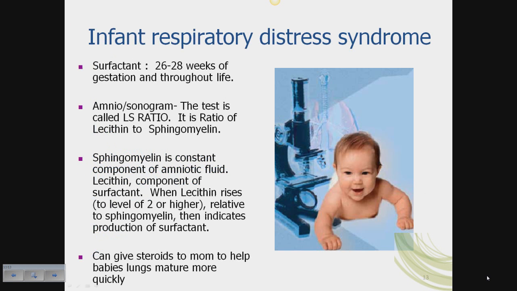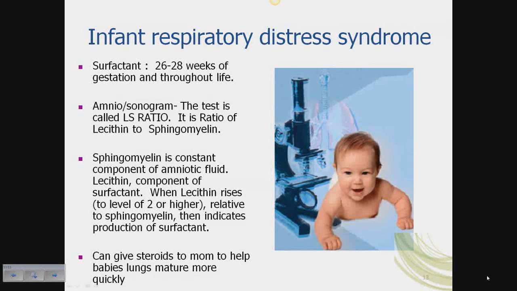On Blackboard, I did upload a paper called Babies and Surfactant. It's an amazing story about how a scientist and a physician were on the path trying to find out what was wrong with infant respiratory distress. But back then they called it hyaline disease because they really did think that it was cartilage inside the baby's lungs because their alveoli were not open as well. So surfactant is made between 26 to 28 weeks of gestation and then throughout life.